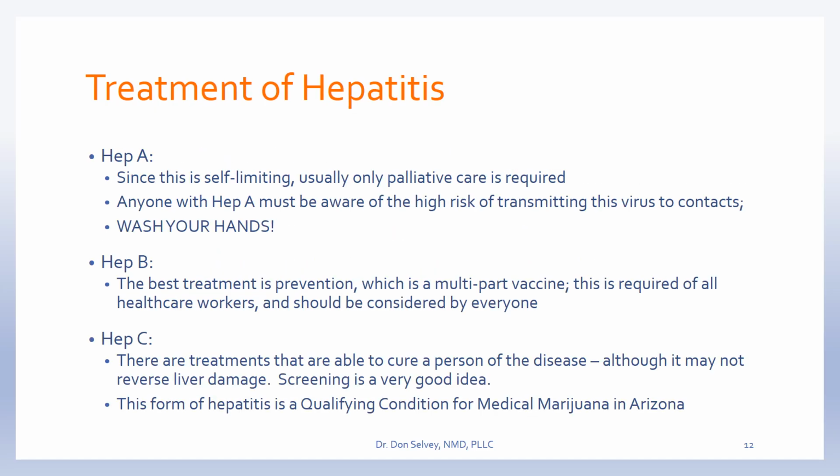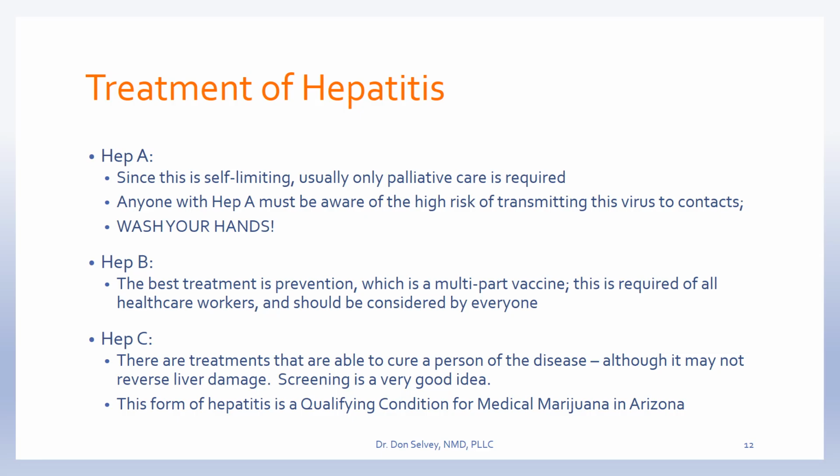All right, how do we deal with hepatitis? Hepatitis A is self-limiting, so usually only palliative care is required. Again, there is a vaccine now. Anyone with Hep A really needs to be aware of the risk of transmitting the virus to other people. And so wash your hands, wash your hands. Again, if we get everybody to wash their hands, this one goes away. We can eradicate this one without drugs, just washing your hands.